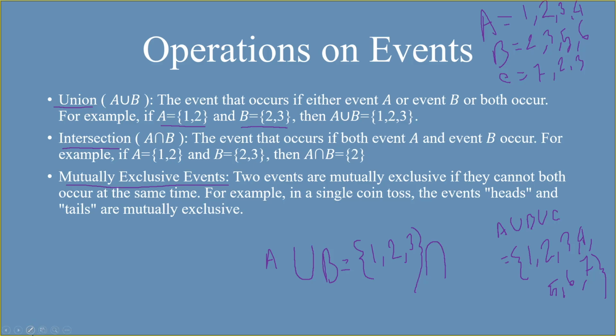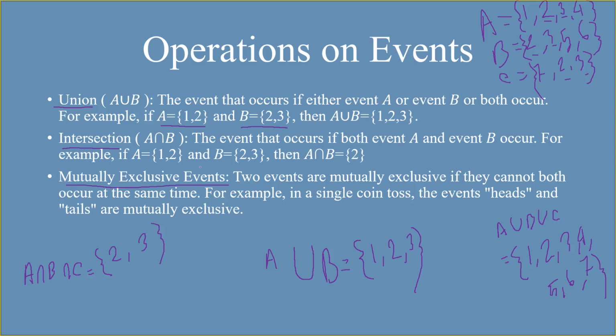And what is our intersection? The event that occurs if both event A and event B occur. Same goes for this example. Here we have the sets A, B and C. What are the common values? Here 2 and 3, 2 and 3, 2 and 3. These are common values, right? So if I want A intersect B intersect C, we will be getting two values. It will be just 2 and 3.